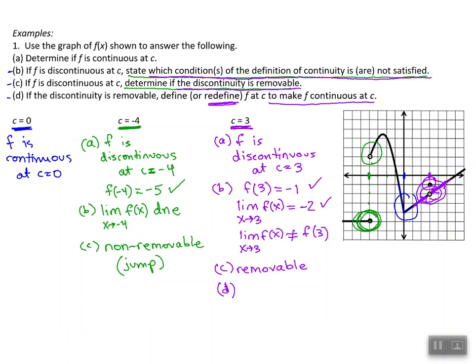So part D, I'm going to redefine this function value. I want the function value not to equal -1 because then it's not the same as the limit. I want it to equal what the limit is, which is -2. That way, it would fill in the hole.